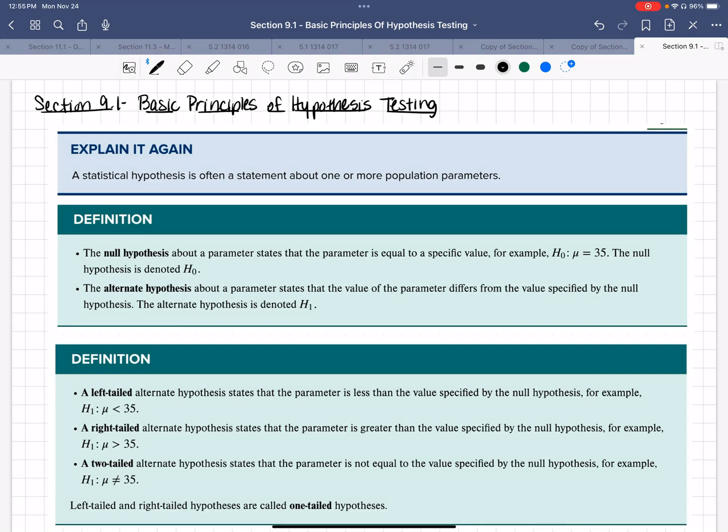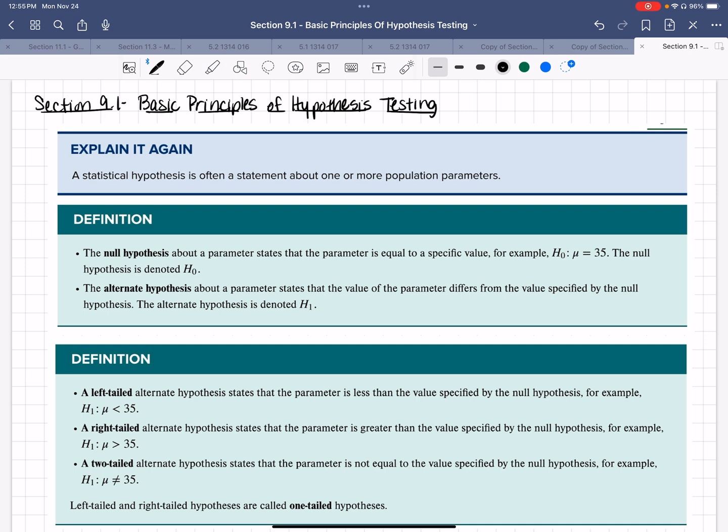Okay, guys, so we are on section 9.1, Basic Principles of Hypothesis Testing. And this is a pretty straightforward section. We've got a few definitions and then we've got a few examples. And then I will post those notes for you guys so you can get that done. And I'll try to get 9.2 out tomorrow.